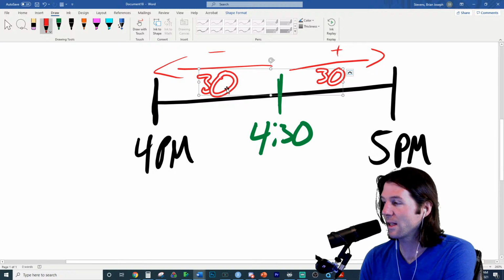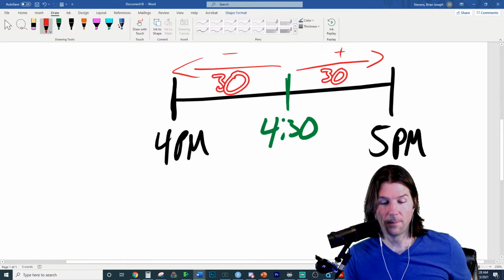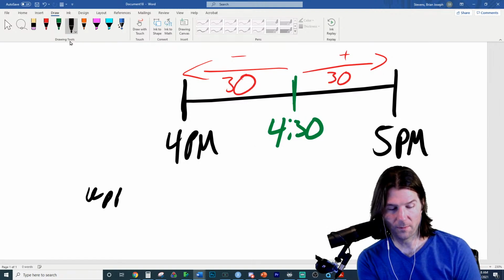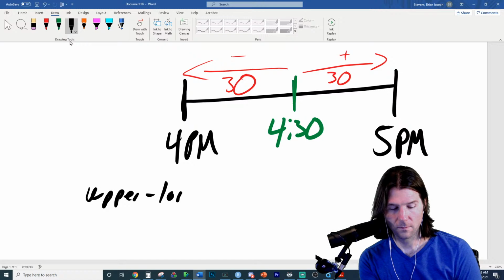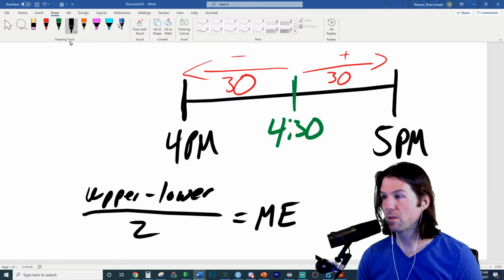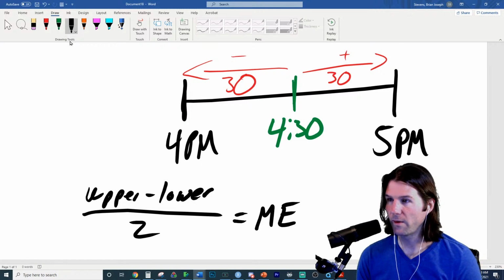Half the length, exactly. So how could you get the length of an interval? Well, we could just take the upper minus the lower. So let's put here upper minus lower, that's the range of the interval, divide by 2 equals margin of error. So the margin of error is going to be half the length of the interval. That's one way of getting it.